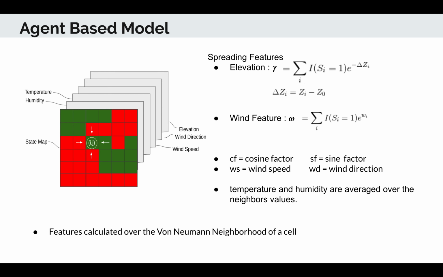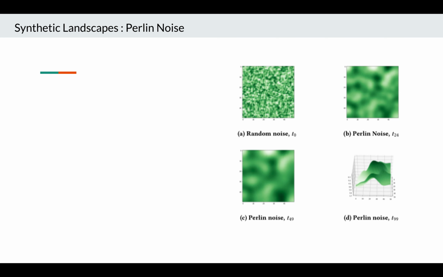And then the wind feature is going to be really similar. We want to make sure that fire spreads in the direction of wind. And so we're going to sum over all of the cells that are currently on fire and then weigh the direction of wind, where the wind direction is in radians, and the sine and cosine factors just indicate which of the neighbors are currently on fire.